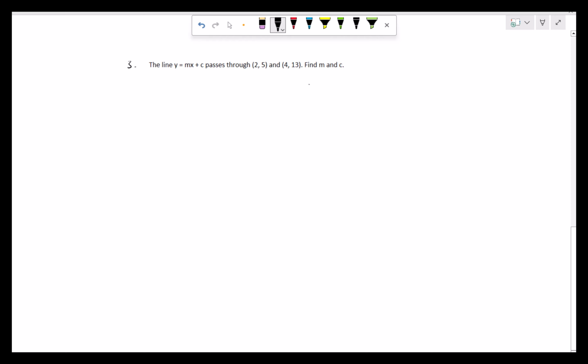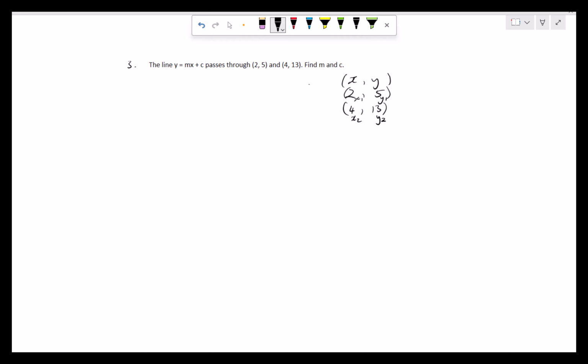Number 3, we have the line y is equal to mx plus c, passes through (2, 5) and (4, 13). Find m and c. We have two coordinates here. So our coordinates are always in the form of x and y. So we have 2 and 5. Then we have 4 and 13. These are the two coordinates that we have. So this is x1 and y1. This is x2 and y2.